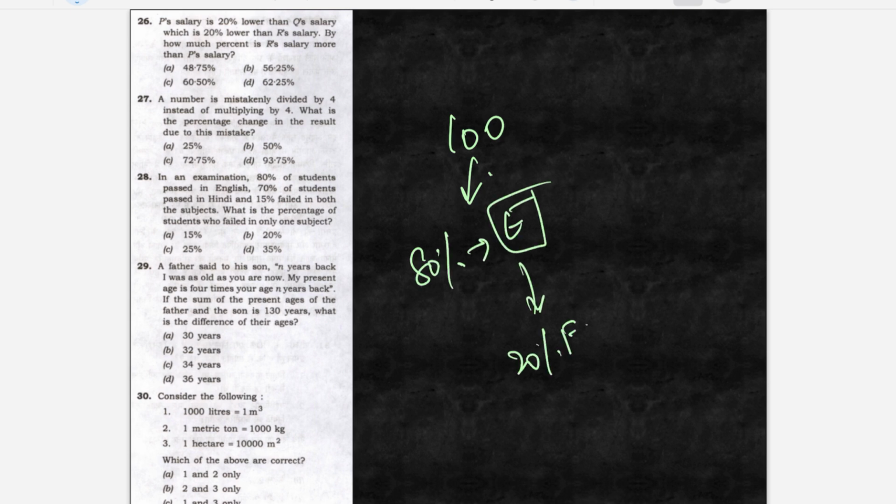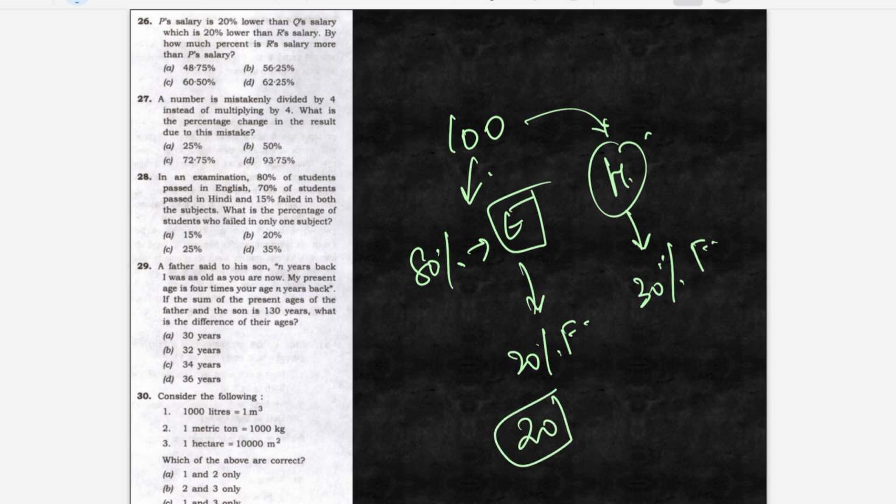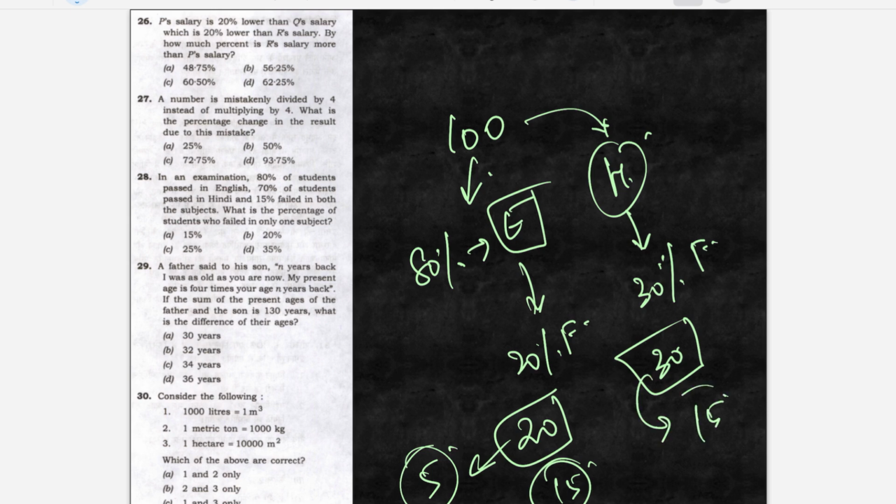Let's say out of 100 students, 80% have passed in English, which means that 20% have failed in English, right? Out of 100, 70% of students passed in Hindi, which means that in Hindi, 30% of the students have failed. So 20 students have failed in English, 30 students have failed in Hindi, right? And one more statement is given, 15% failed in both the subjects, which means 15 students have failed in both English and Hindi. So out of these 20, the 15 students have failed in both English and Hindi, which means the students who have failed only in English is just 5. The students who have failed only in Hindi is 15. Right, so that's the question.